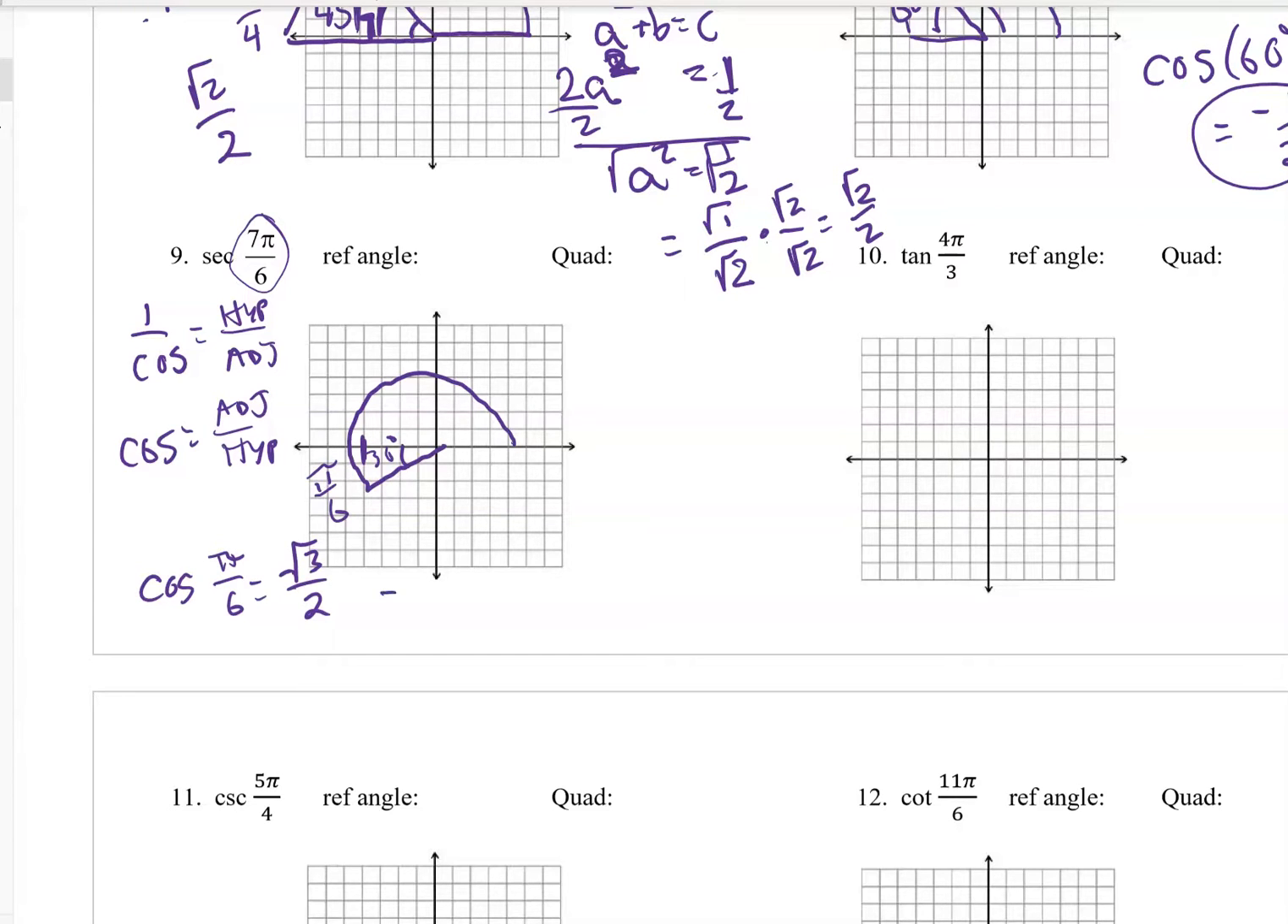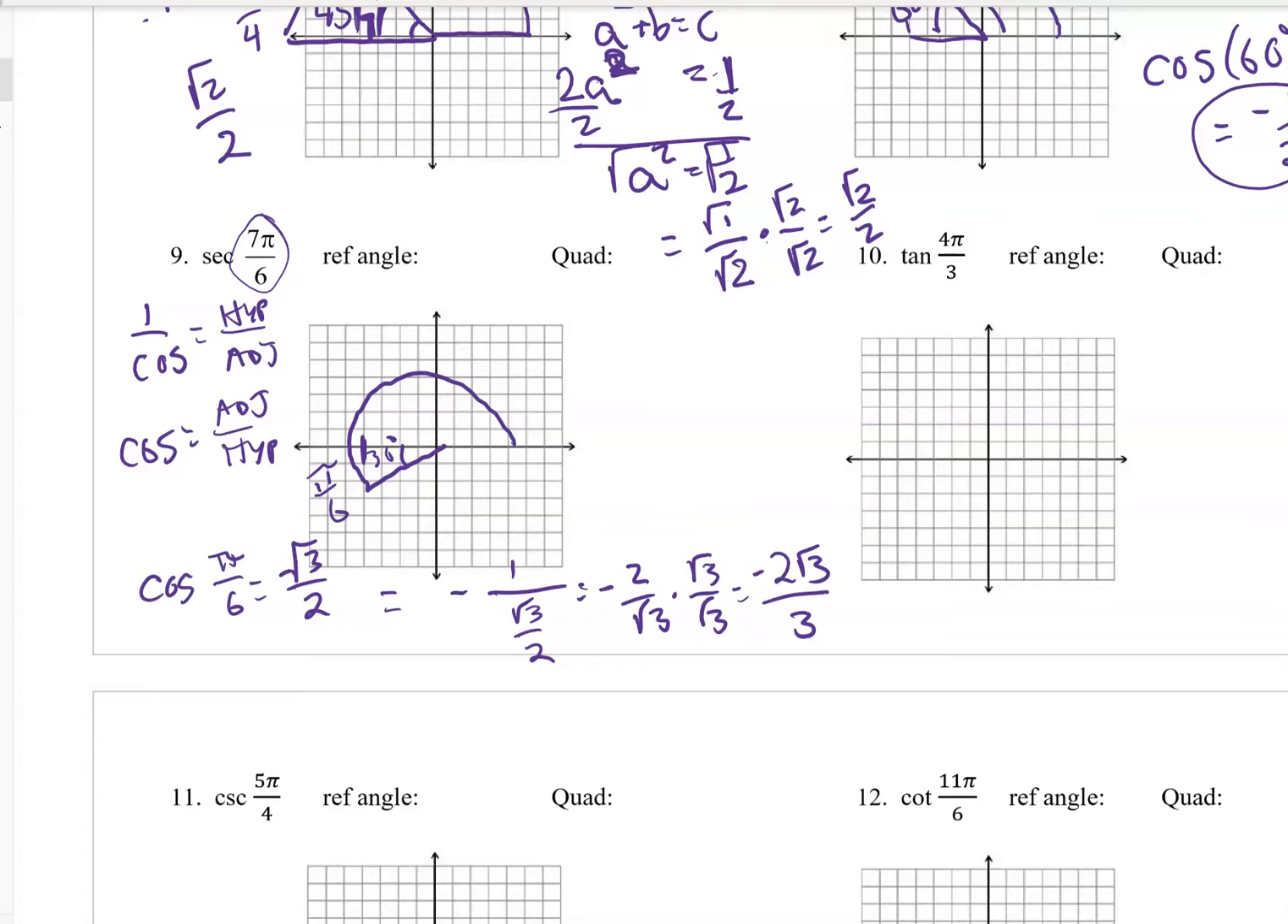So this is going to be negative 1 over the square root of 3 over 2. So we're going to flip our fraction. We get negative 2 over the square root of 3. I have to rationalize my denominator. So it's negative 2 radical 3 over 3.